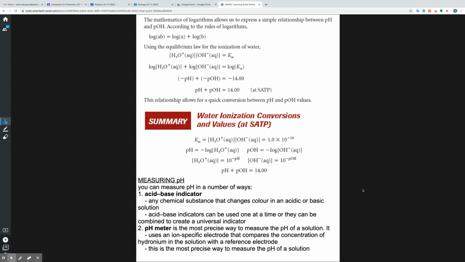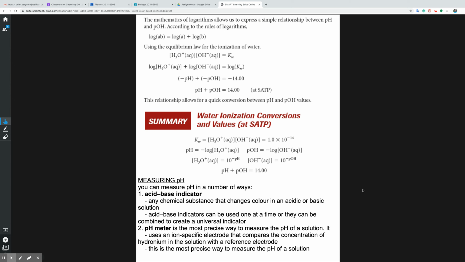Okay, so how do we measure the pH of a solution? Okay, so there's a couple different ways. Okay, the first, acid-base indicators. So we looked at these last year. You have a whole chart in your data booklet full of indicators, okay, and what colors they change depending on the pH of the solution.